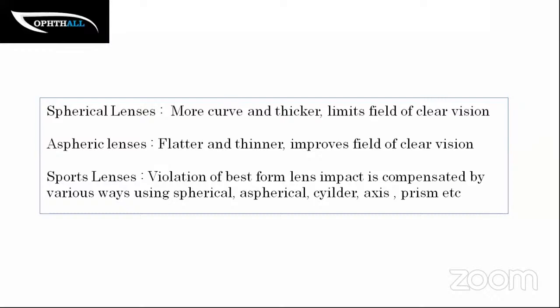We discussed aspheric lenses. Aspheric lenses are flatter and thinner. They improve the field of clear vision. Sports lenses have been designed by violating the best form lens form, which is compensated by various methods using spherical, aspherical, cylinder, axis, prism, etc. We saw one example of how a simple lens prescription is changed to complicated numbers.